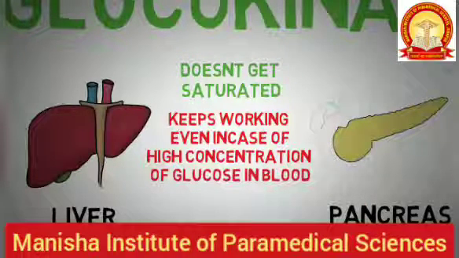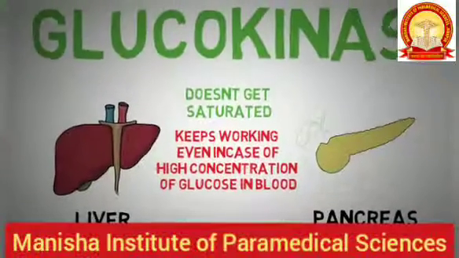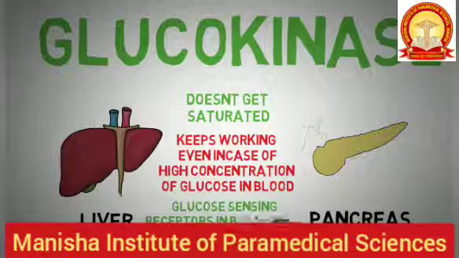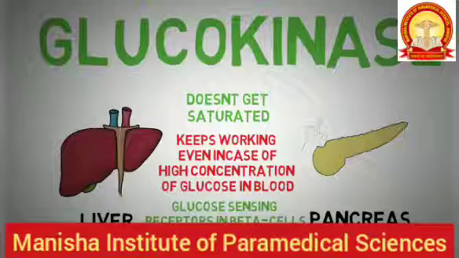This is important because large amounts of glucose are released from the gut after a meal that directly goes in the liver from the portal vein. Presence of such an enzyme that doesn't get saturated easily allows our liver to prevent excess glucose from entering our systemic blood circulation. In the pancreas, the glucokinase is a part of the glucose sensing mechanism present in the beta cells of pancreas.